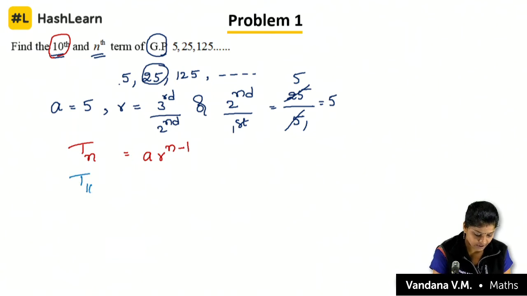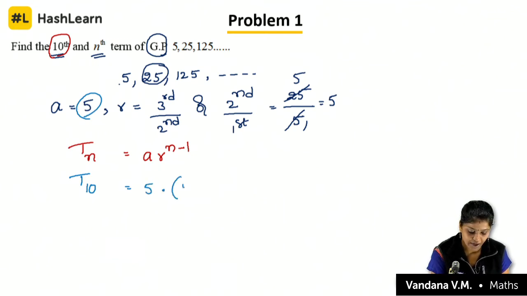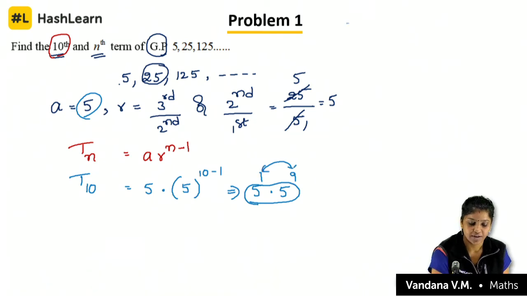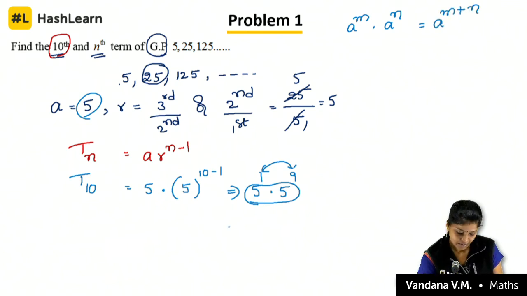The 10th term T10 is equal to a. What is your a value? 5 into r value, also 5 power 10 minus 1. That is 5 power 1 into 5 power 9. When the bases are equal, I can add the powers, isn't it? Why? a power m into a power n is equal to a power m plus n. That is 5 power 10.